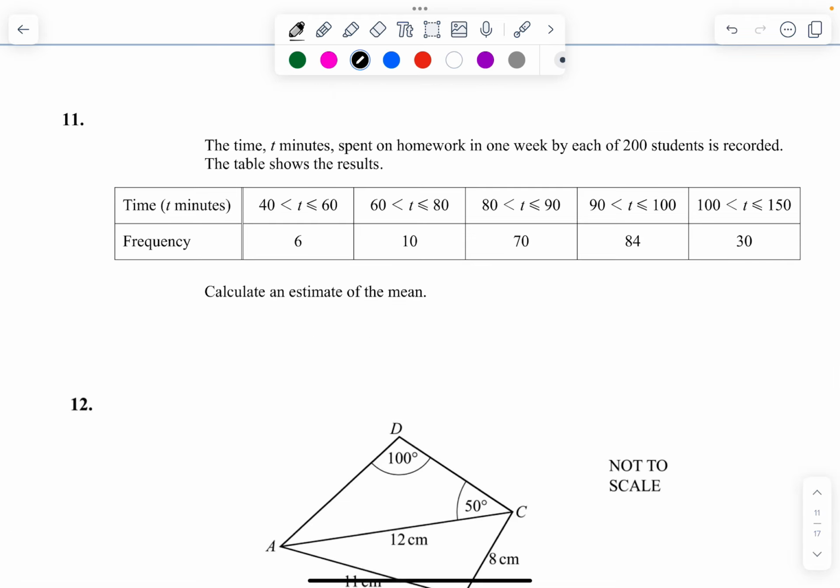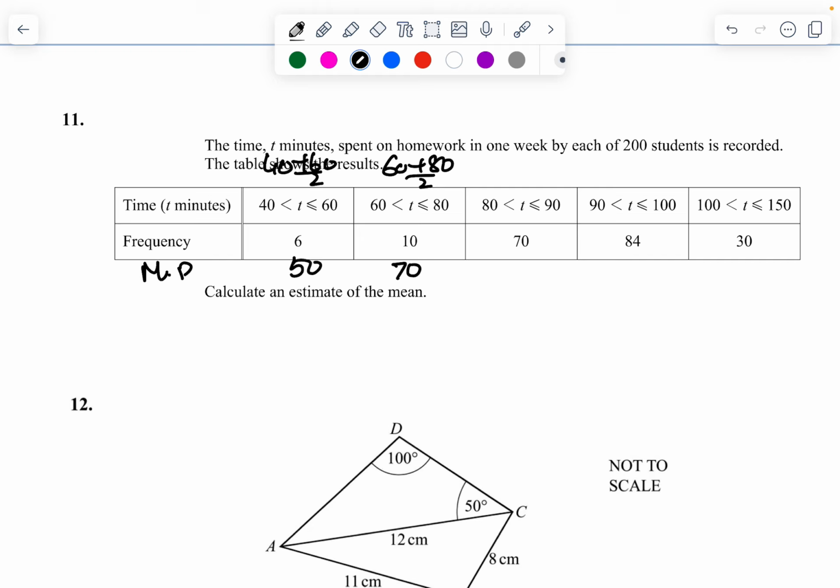Question number 11. The time T minutes spent on homework in 1 week of 200 students is measured. The table shows the results. Calculate the mean. For calculating the mean, we should find the midpoints. The midpoint is (40 plus 60) divided by 2, which is going to be 50. (60 plus 80) divided by 2 is 140 divided by 2, which is 70.